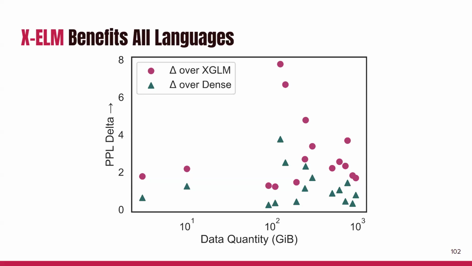And we also find that this setting doesn't over-benefit the high resource languages. Actually, regardless of the amount of data we have for the languages, they generally benefit, and we actually find a slight negative correlation where lower resource languages might be more benefited.